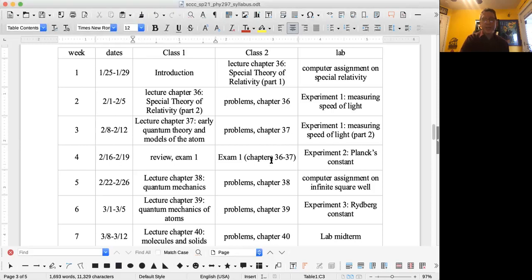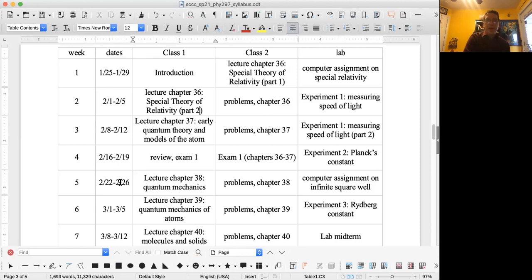And so the first exam is going to be chapters 36 through 37. It's going to be Wednesday, the 17th of February. So 3 weeks from this coming Wednesday. That Friday, there will be a lab on Planck's constant. And then the following week, we'll resume the lectures.